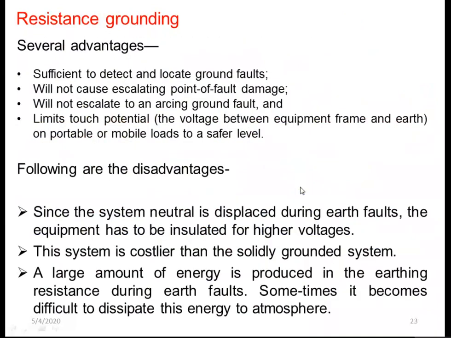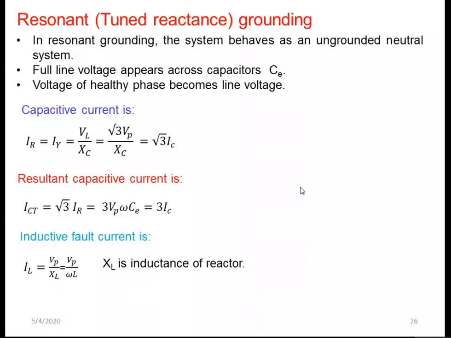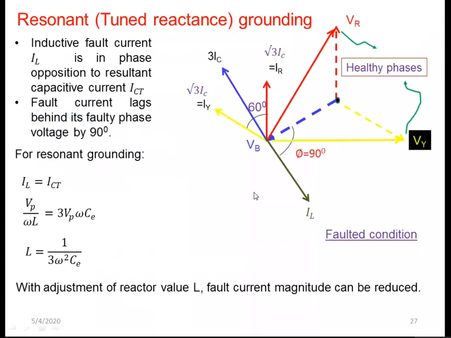But in the case of resonant grounding, with the resonant condition being achieved, we can completely nullify, completely suppress the resultant capacitive current with the inductive current flowing through the reactor. And as such, with a first line to ground fault occurrence, this ground fault current will not have any path to flow. So it will be more or less like an ungrounded system. This current is completely cancelled. So this is very similar to the case of an ungrounded system.